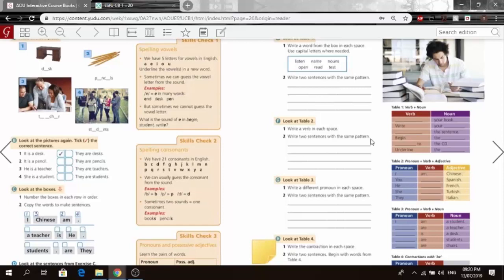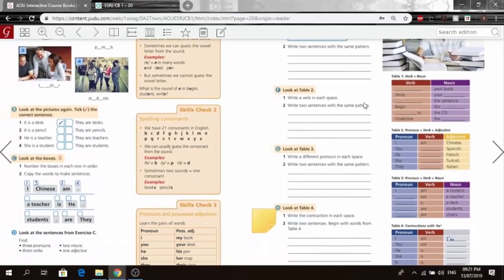So now write two sentences with the same pattern. If it's just a verb and a noun, I could just say, play your guitar. You could write that down in your book as a sentence, or use your own example if you want. So I would say play your guitar. Okay? One more is eat your food. Okay, so now moving on to table number 2.